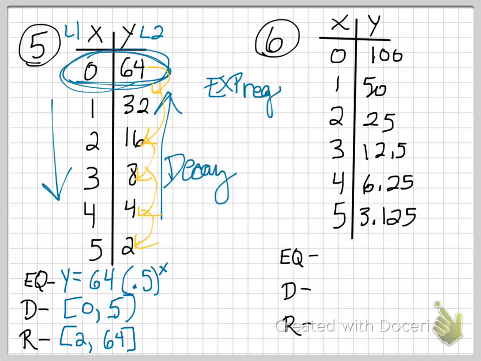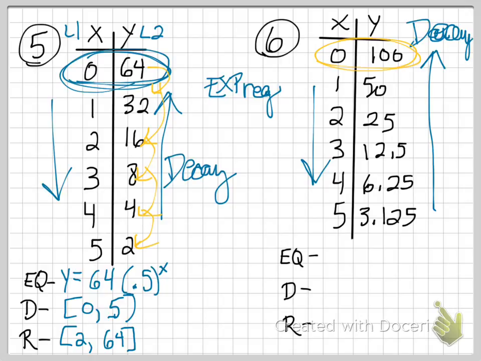So let's see if we can just figure it out on number 6 without using the calculator. What do we notice? As x is increasing, y is decreasing. So we know it's a decay. What value should be in the equation? That's right, 100. So I'm going to have y equals 100, parentheses to the x. What goes in the parentheses? Well, if I'm going from 100 to 50, I cut it in half. Cut it in half, cut it in half. So I'm expecting a 0.5 in the parentheses.